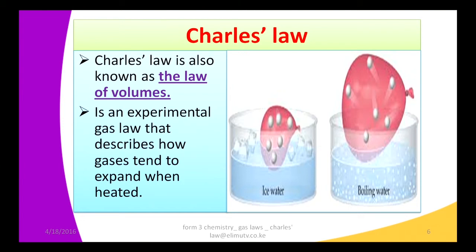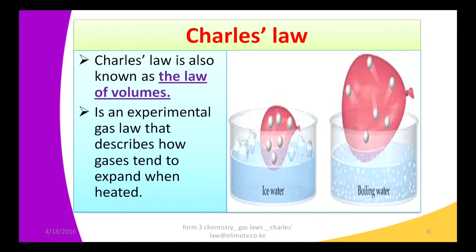So from this one, you're able to see something here: when temperature is low, because ice water is very cold, the size of the balloon is small, and the size is equivalent to the volume of the balloon. When you take the same balloon and immerse it in boiling water, high temperatures increase the kinetic energy of the particles, which subsequently will increase what? The volume of the gases, making the volume of the balloon bigger.